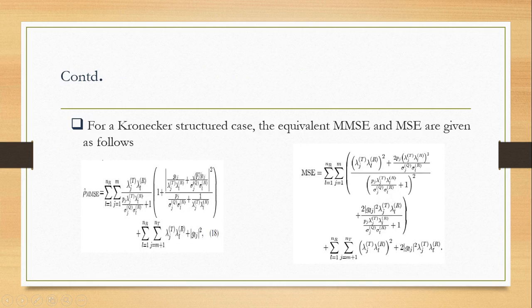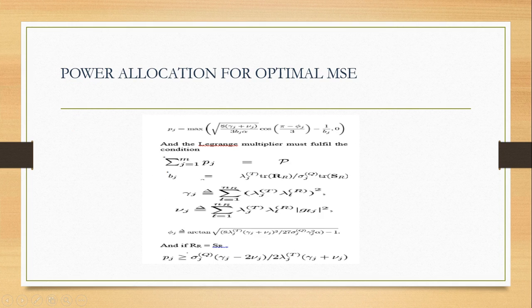In case of a Kronecker structured case, the equivalent MMSE and MSE are given by the following equations, which are derived from various heuristics. This is the power overall, this is the concatenated result for the optimal MSE and the power allocation phenomenon.